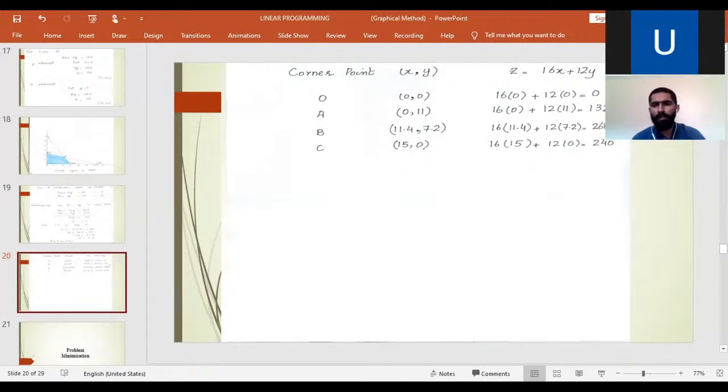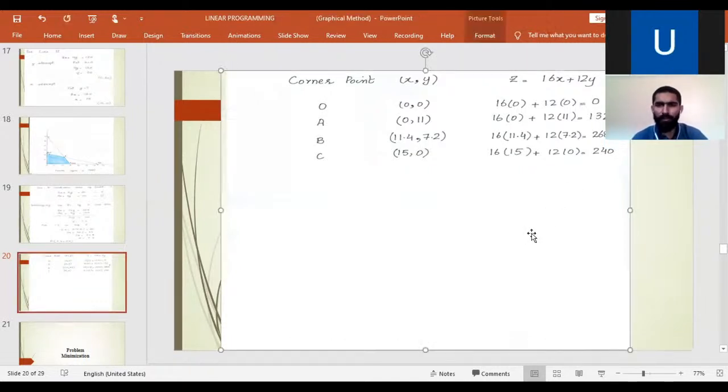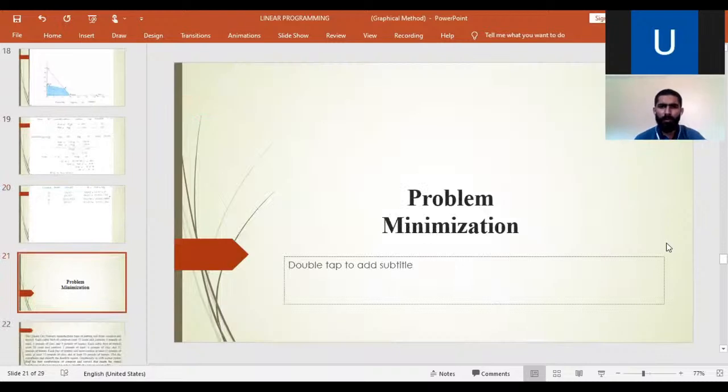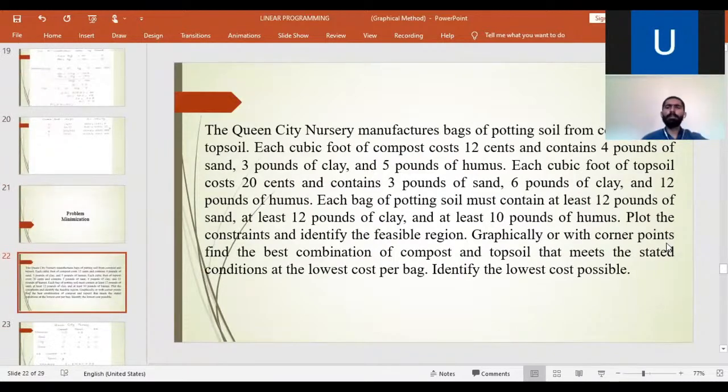Now I will illustrate another example, which is the example of a minimization process. In the minimization process, let me first illustrate the example. Read it out.